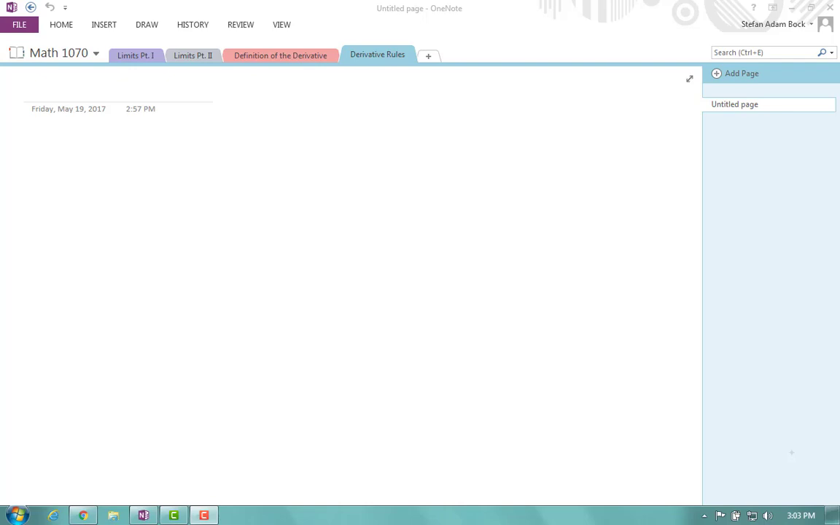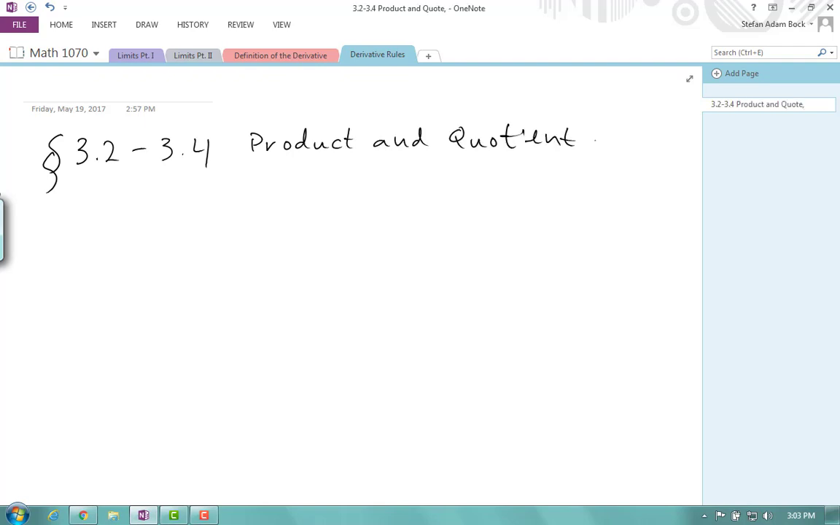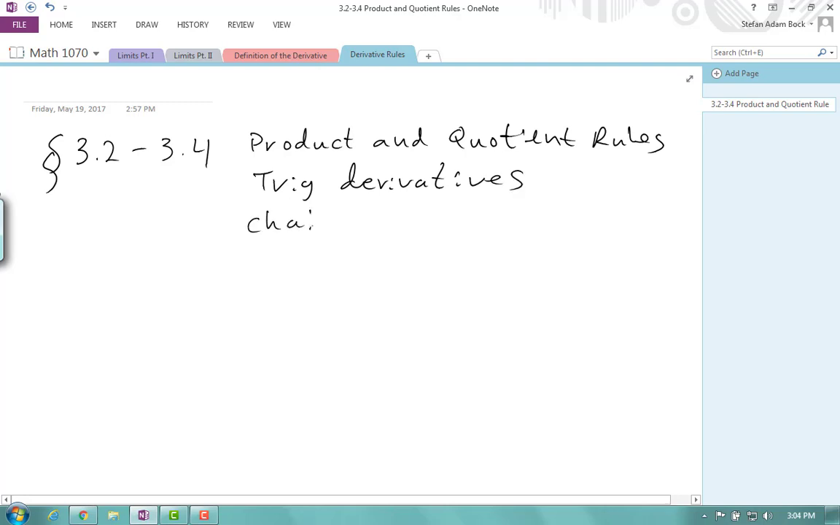Hello again, everybody. Today we're going to be talking about our derivative rules. So this is sections 3.2 to 3.4, which is the product and quotient rules, trig derivatives, and the ever-important chain rule.